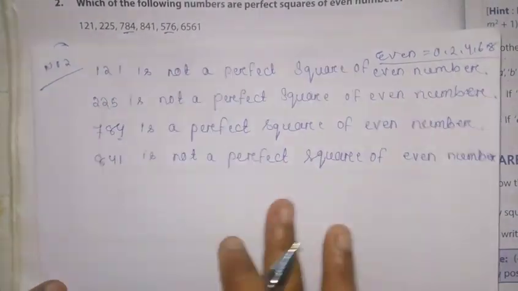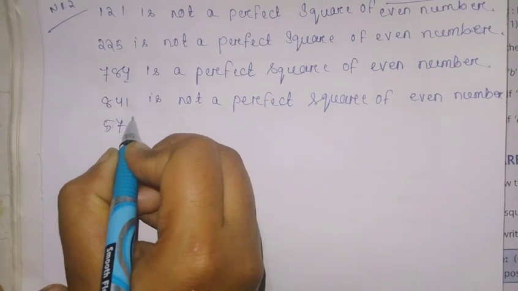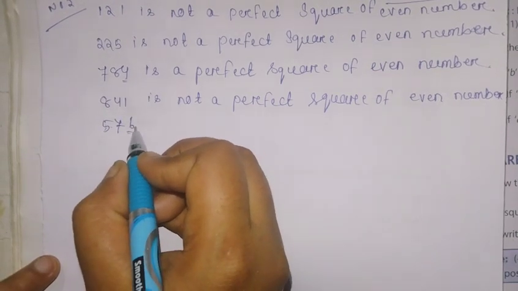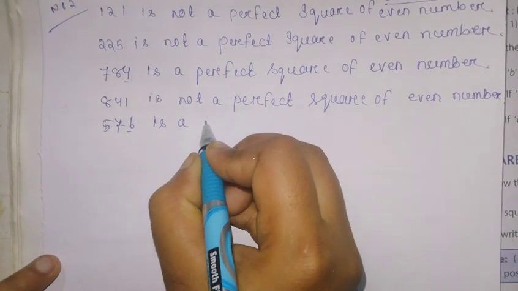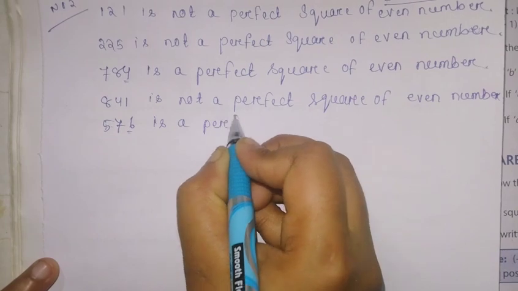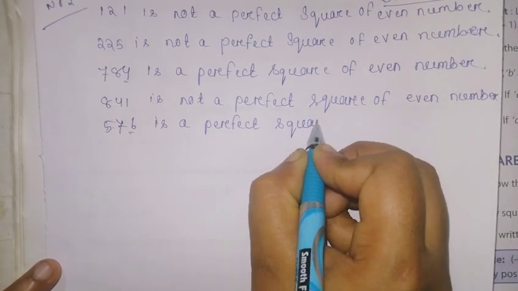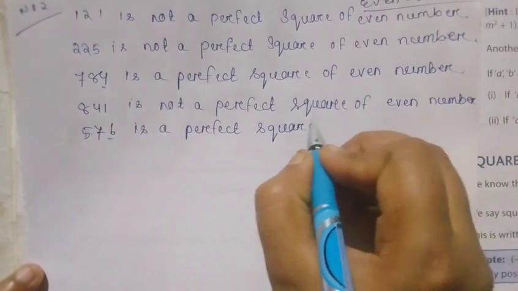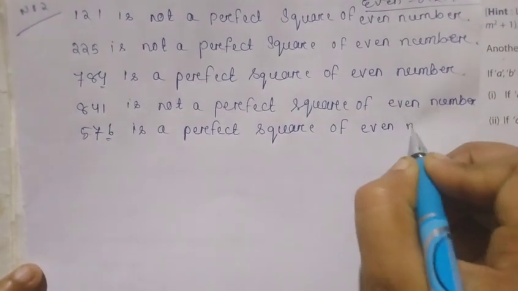Then 576. Unit place is 6. 6 is an even number. So 576 is a perfect square of an even number.